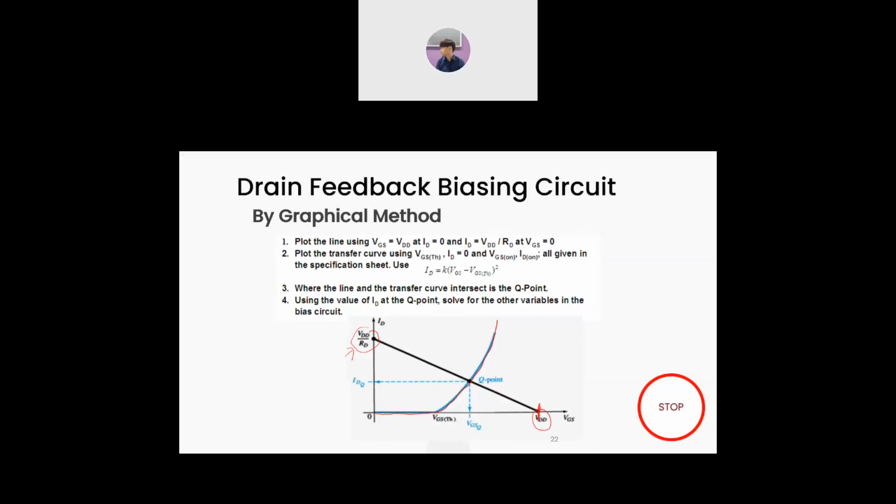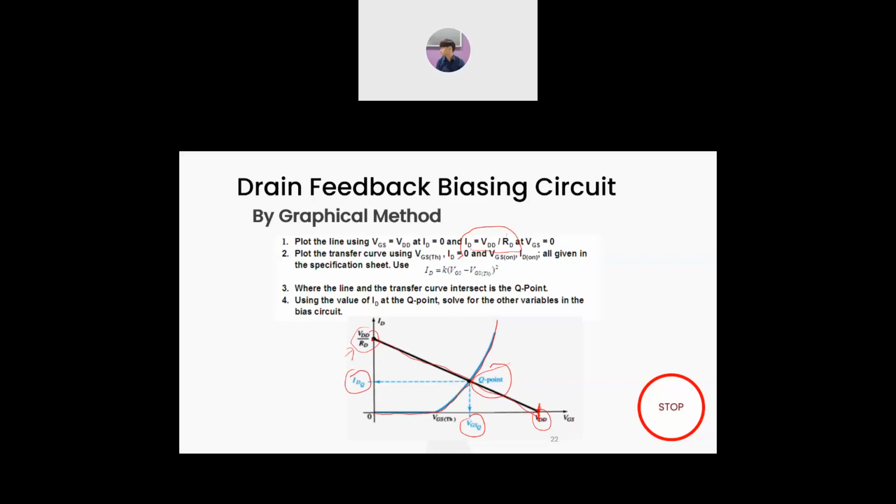In this situation, VGS is equal to 0. So ID equals VDD over RD at VGS equals 0. So you get this Y intersection. Then you can make your straight line. The intersection is the Q point, so IDQ and also VGSQ.